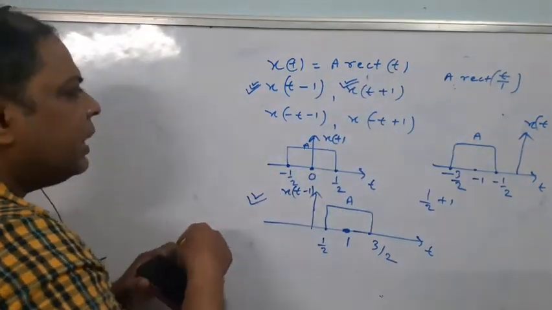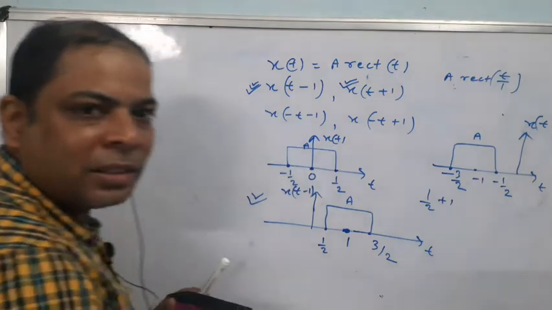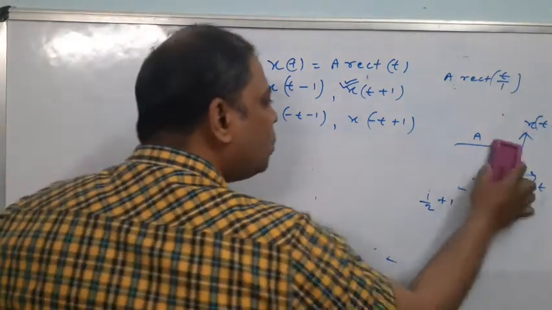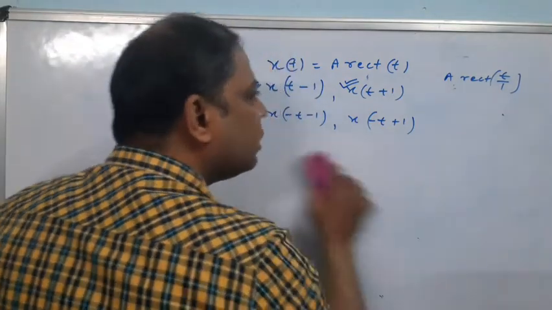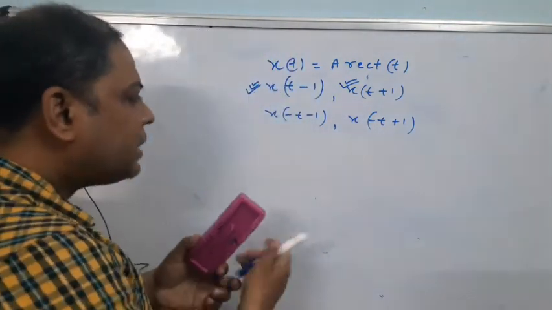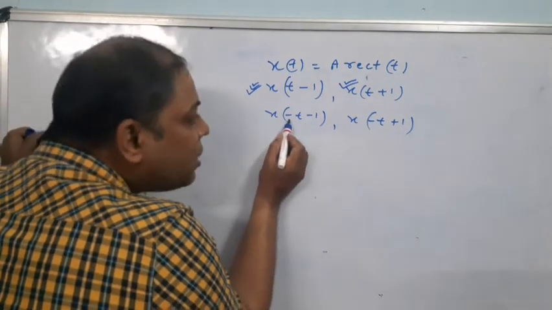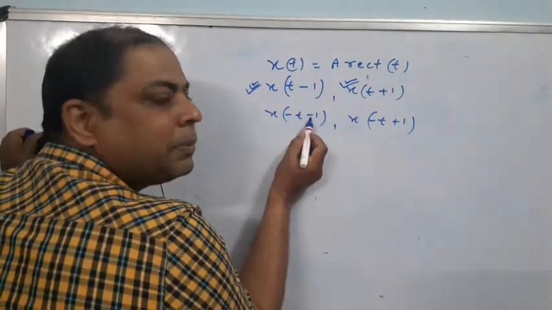Now let us discuss x of minus t minus 1. This is very interesting. Try to understand how to sketch x of minus t minus 1. Here actually minus 1 is there, but it is not right shifting because it is minus t minus 1. That means it signifies left shifting.